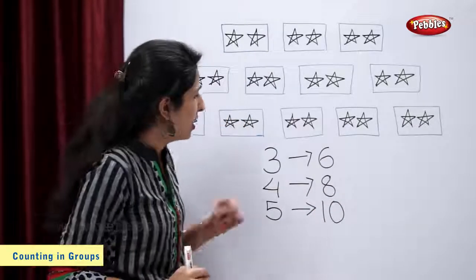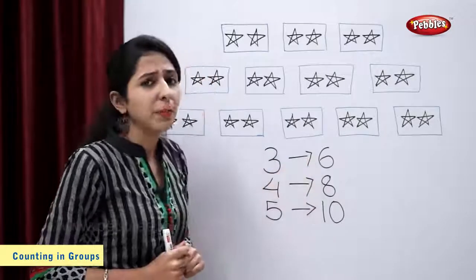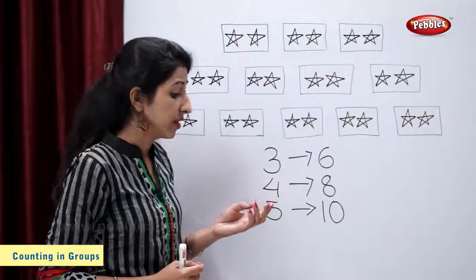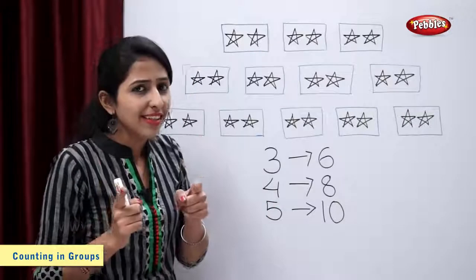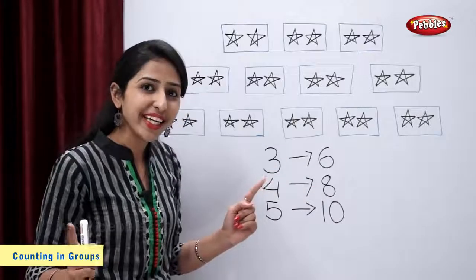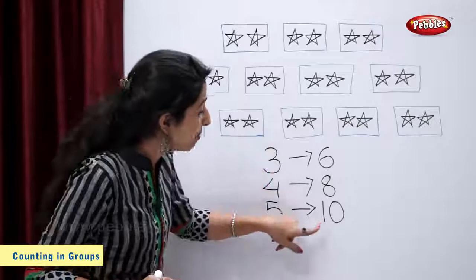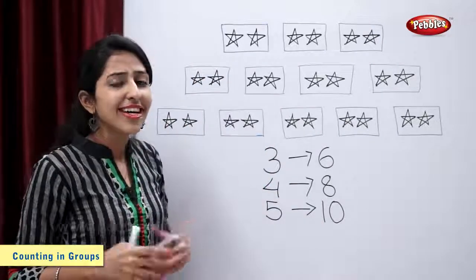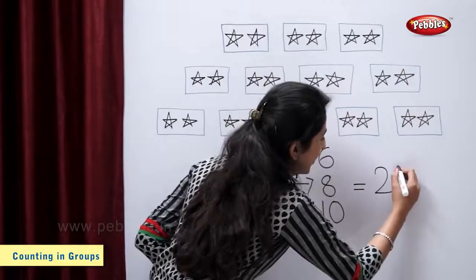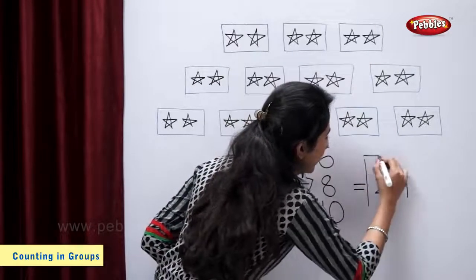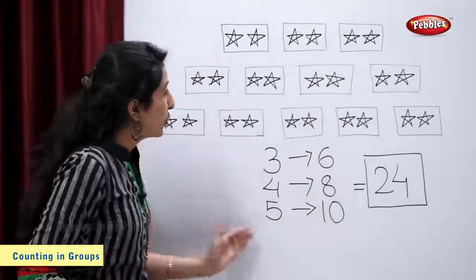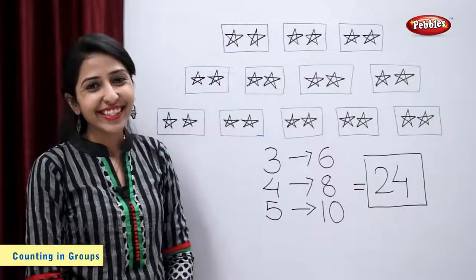You help me, students. How much is 6 plus 8? Correct. 6 plus 8 is 14. And how much is 14 plus 10? 24. There are total 12 pairs containing 2 stars each. So there are total 24 stars on the board.